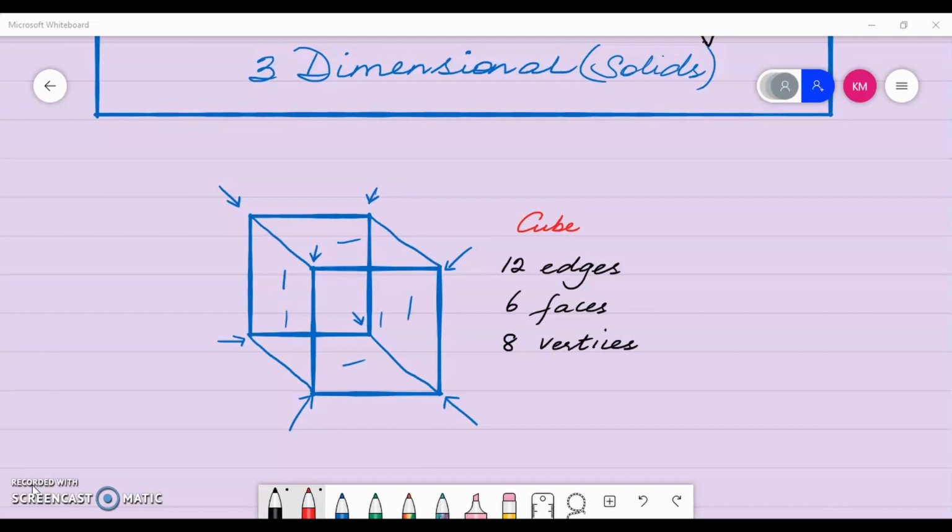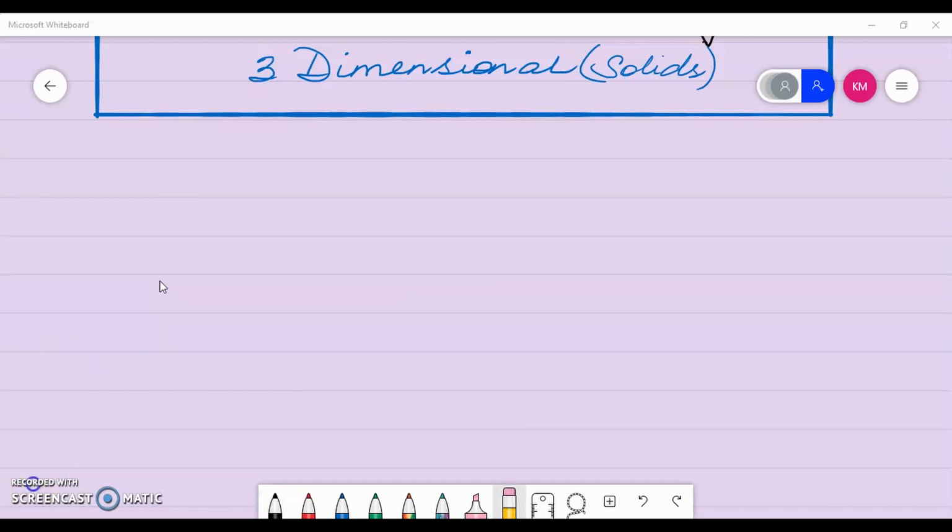Now what is an edge? An edge is where 2 faces meet. A face is a flat surface of a solid, and the vertex is where 2 or more edges meet, or the corners of your solid.